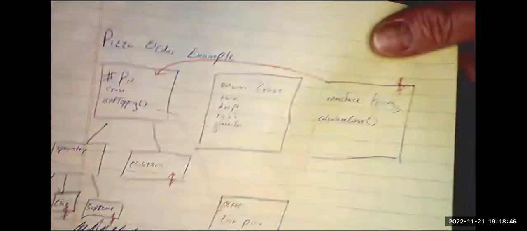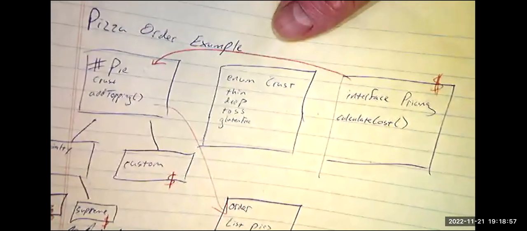This was for a pizza ordering system we did in class, which I guess should be that way. Nope. That right side up. There's that right side up.